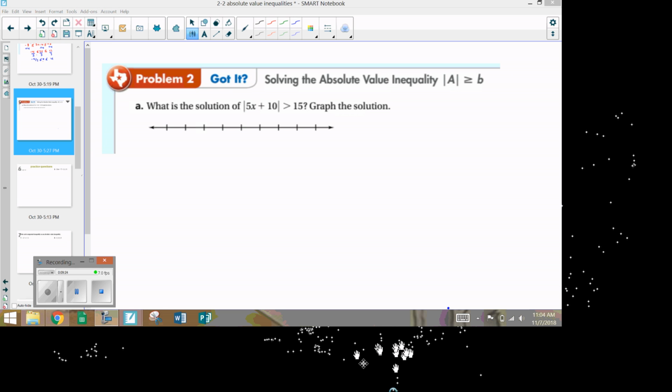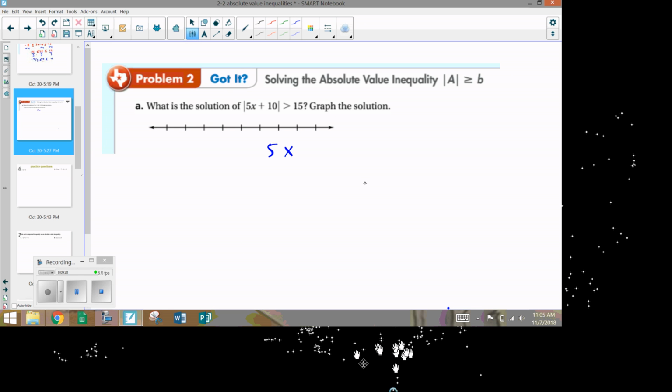Check your work. So step 1, take out the absolute value. Step 2, put that in the middle. Step 3, plus and minus. And then solve for that.